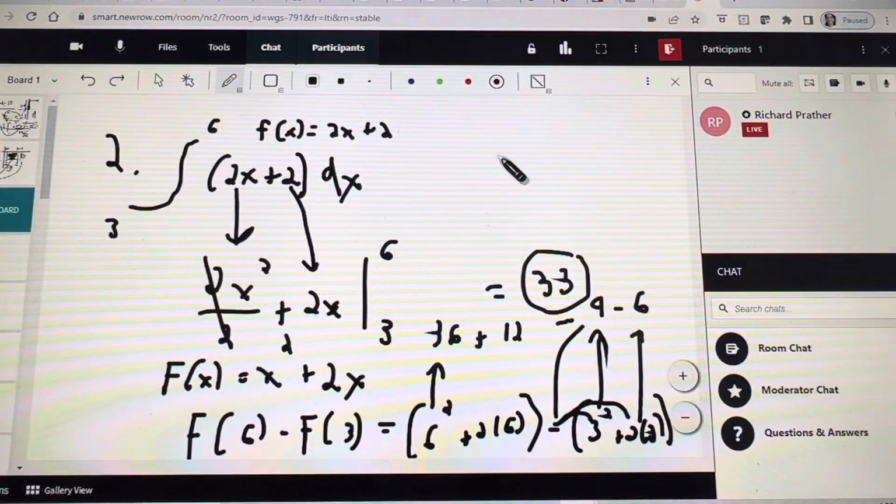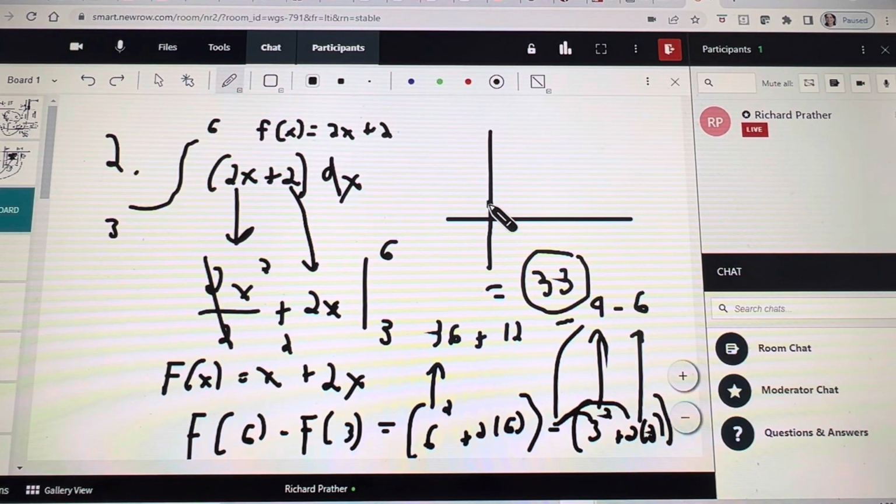But on a graph, 2x plus 2 is linear, where you have a y-intercept of 2 and a slope of 2. 1, 2, 3, 4, 5, 6. Here's the whole line. But if you connect up to the x-axis at 6 and at 3, how much area is there between the two vertical lines and between the curve and the x-axis?